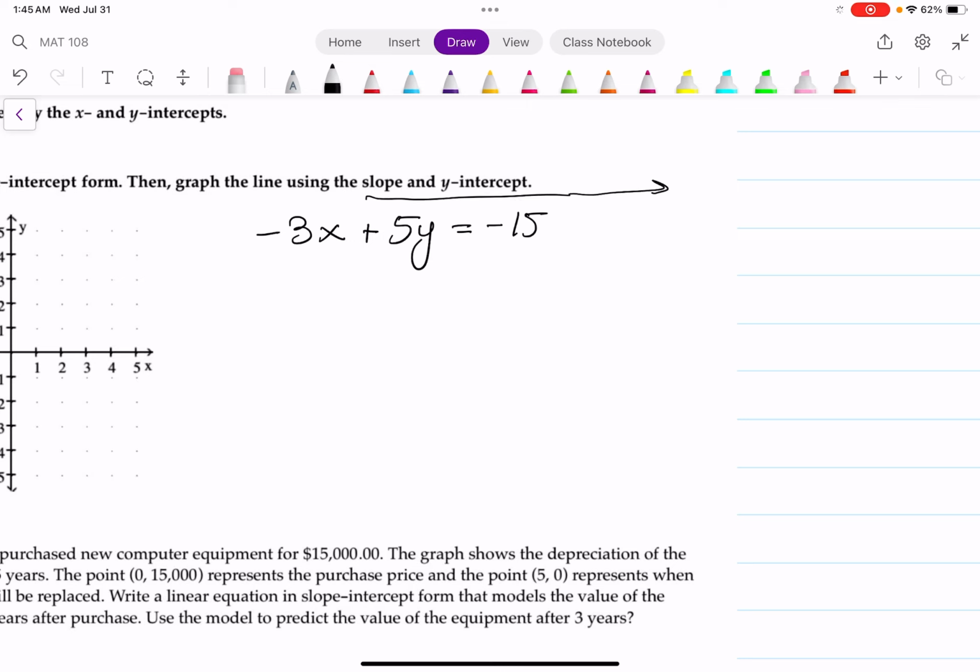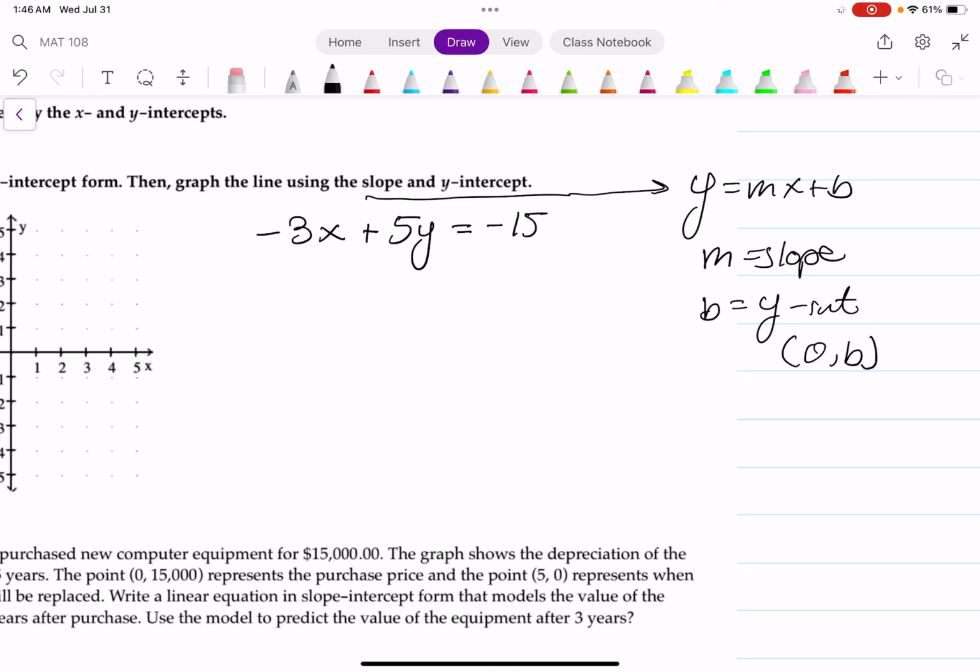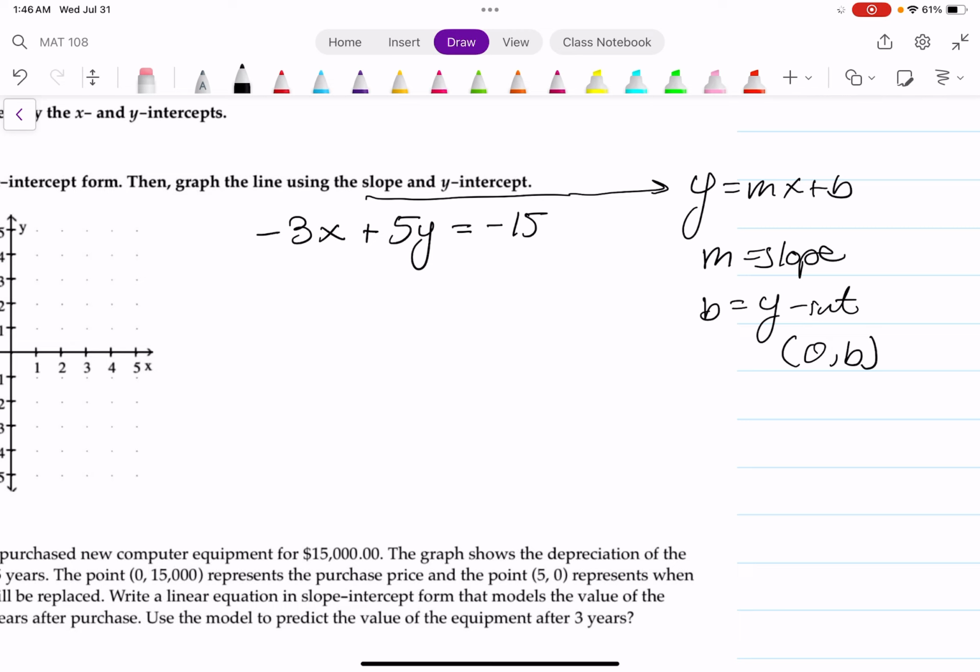Slope-intercept is in the form of y equals mx plus b, where m is the slope and b is the y-intercept. And we established that the y-intercept has an x-coordinate of 0. So basically for this equation, we got to solve for y, get y by itself.